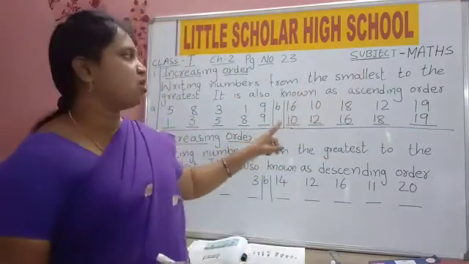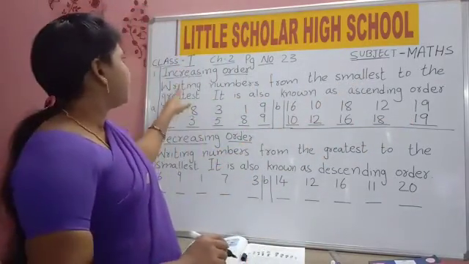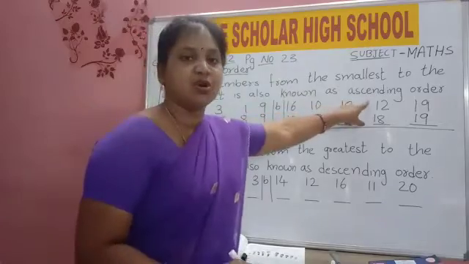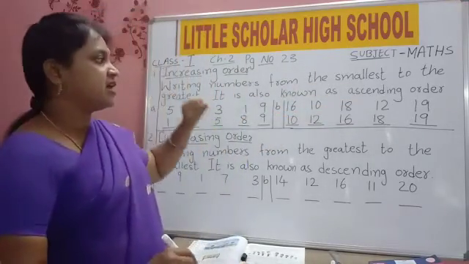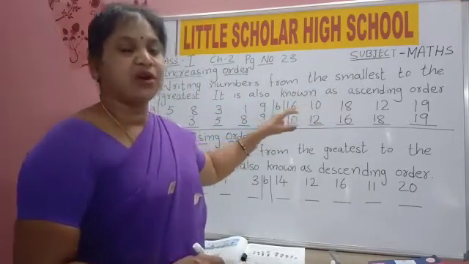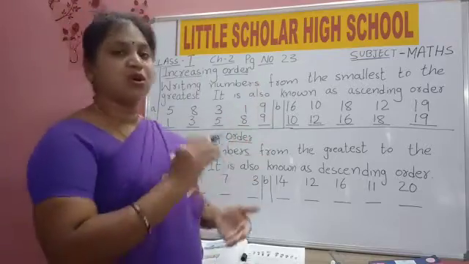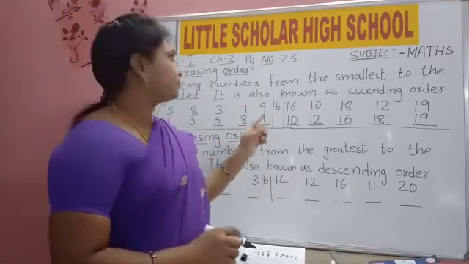Ascending order is also known as increasing order. So in this ascending order we will write numbers from small to greatest.